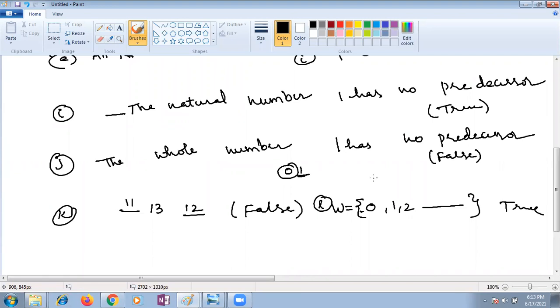Any number from 10 to 98 has a successor that is a two-digit number, but 99 has a successor of 100, which is a three-digit number. Exactly. Very good. Wonderful answer.